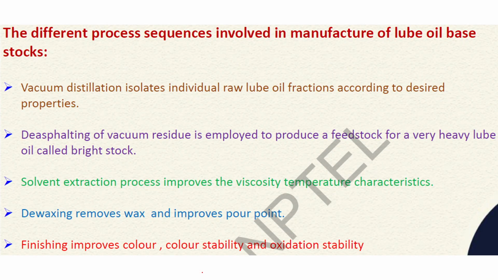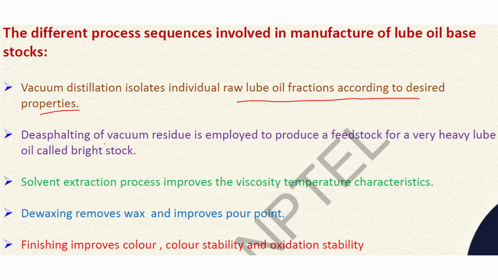Different processes involved in the manufacture of lube oil base stock. These are the different processes which are involved in the manufacture of lube oil base stock. The first one is vacuum distillation, which isolates individual fractions. As I told, the side cut from the vacuum distillation unit gives the raw lube oil fraction according to desired properties.